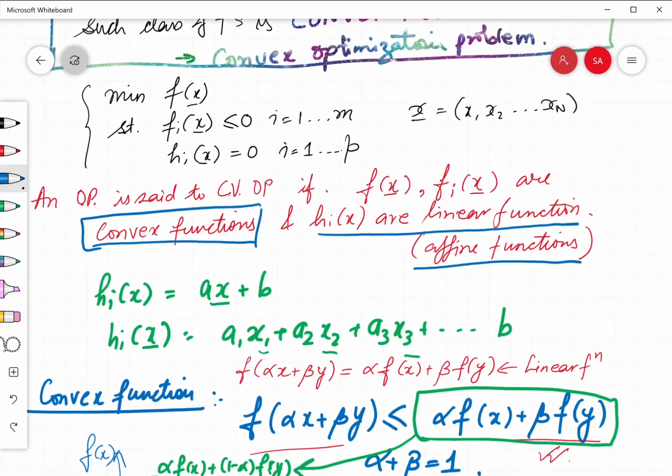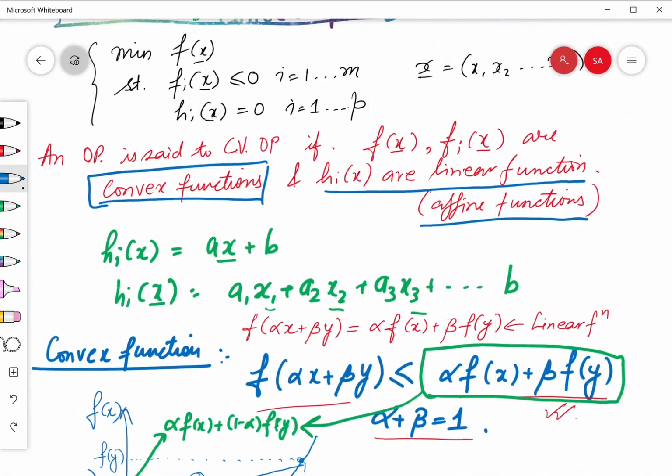Again, we go back to our original definition. A convex optimization problem is a problem where your function and the inequality constraints are convex functions and your equality constraints are linear functions. Okay, so this is the definition of a convex optimization problem. Now, how do we solve such kind of an optimization problem?